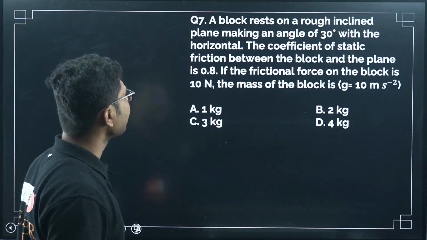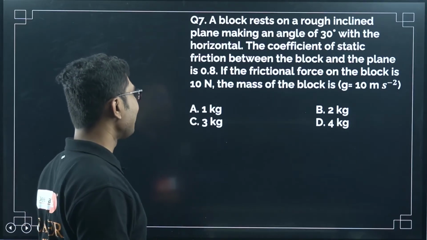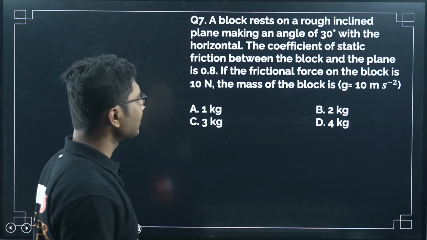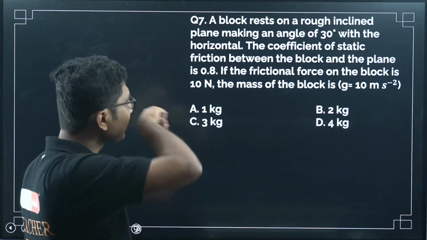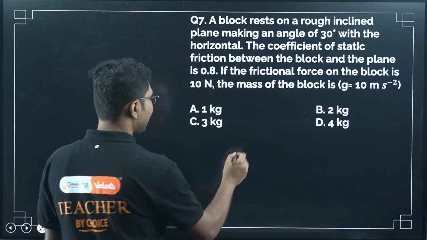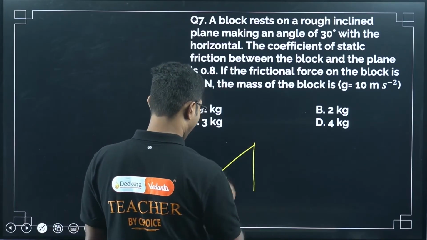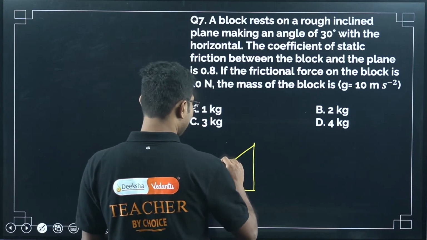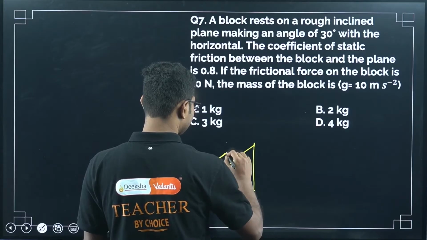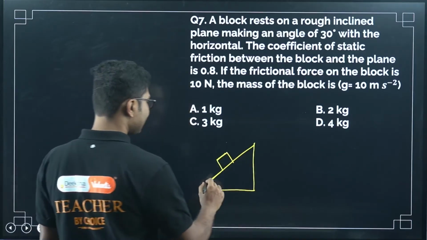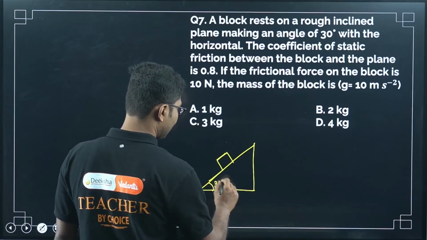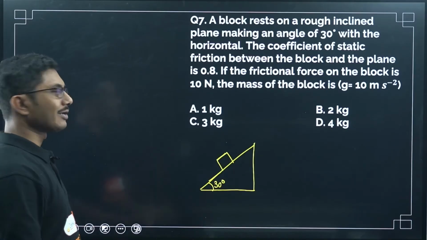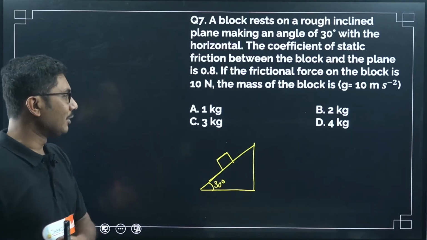The coefficient of static friction between the block and the plane is 0.8. If the frictional force on the block is 10 Newton, the mass of the block is? Okay, so you have to understand that here the block is resting on an inclined plane, and the angle of the incline is 30 degrees. Will the block move or not? This is a very interesting critical question. I hope you will be able to understand this question.